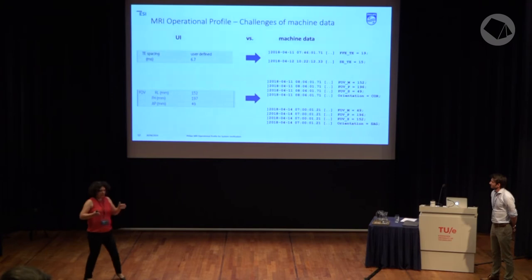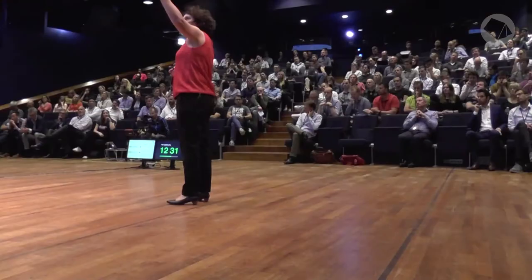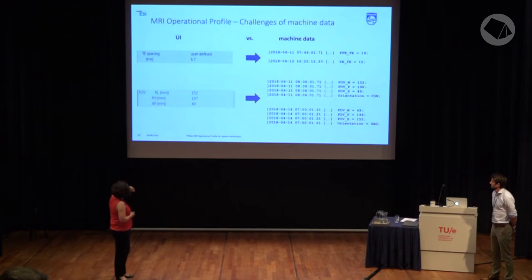So field of view is basically the box that you want to see the picture, which part of the body you want to see. The application specialist basically will look, RL means right to left, FH is feet head, and AP anterior posterior. So basically, the specialist will just look at the person and say, okay, this is what I want to see in the picture.